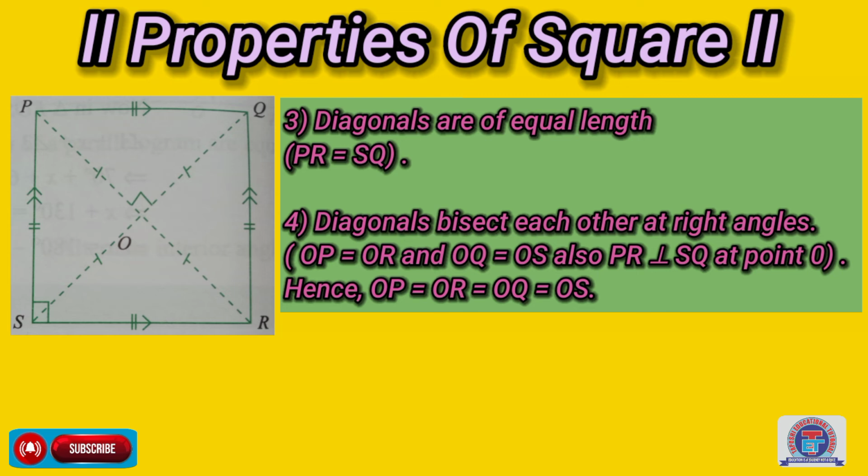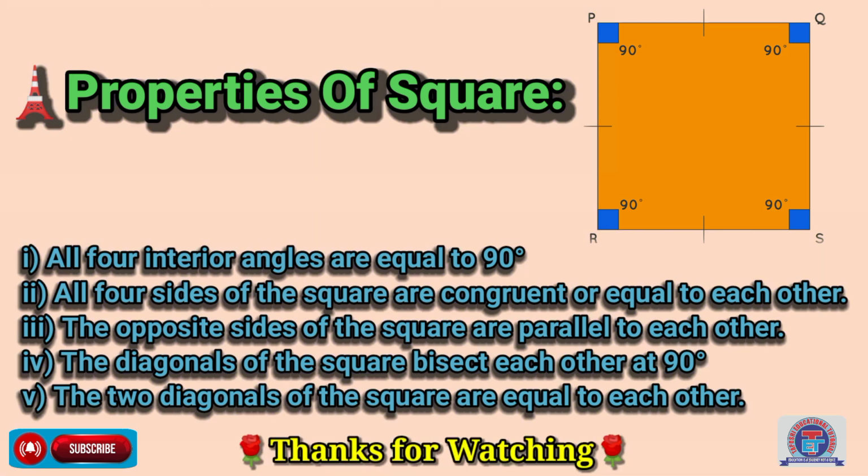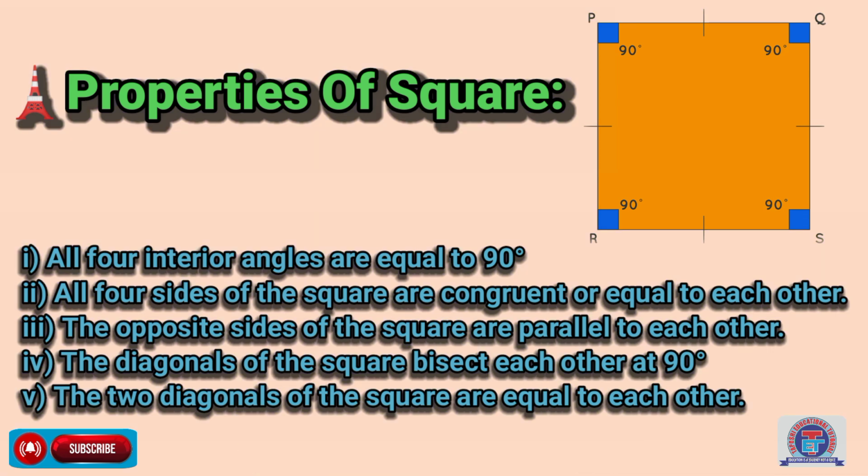That means from this figure we can say OP is equal to OR and OQ is equal to OS. Also we can write PR is perpendicular to SQ at point O. Hence OP is equal to OR is equal to OQ is equal to OS. With this diagram, we can easily understand all these properties of a square.